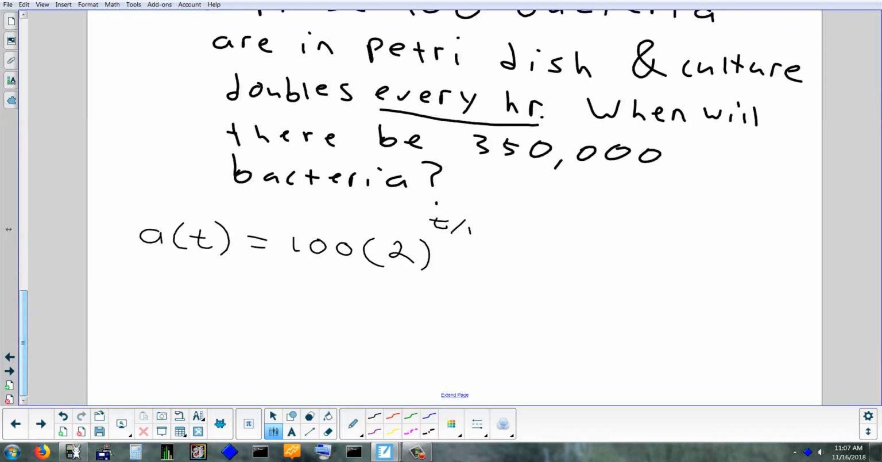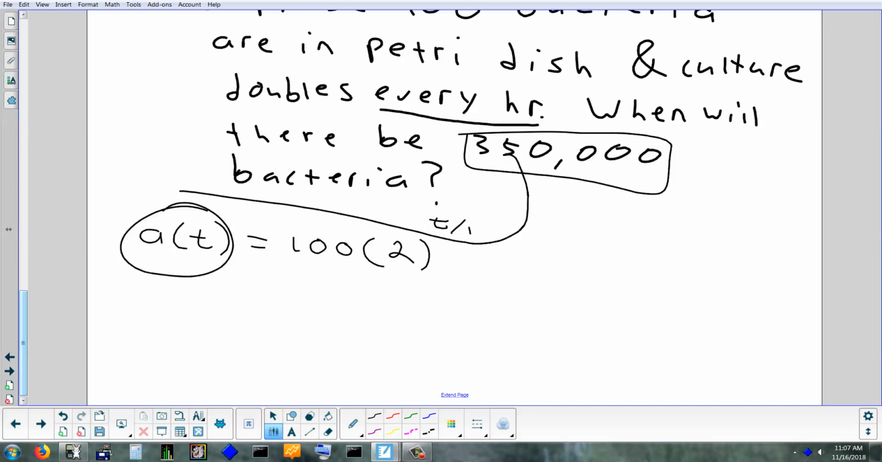So there's your formula. And they want us to know when the amount hits 350,000. So where does 350,000 get plugged in? A of t. Yep. Right there. So it's almost the same thing we did last time. 350,000 equals 100 times 2 to the t. I'm not going to put t over 1 because you don't really need the 1 in this problem.